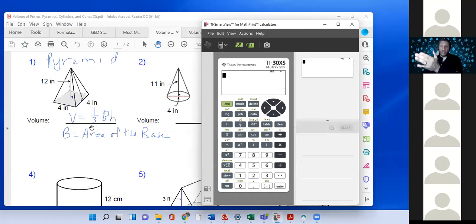If you look at this picture, what have they given us? The base and the height. They gave us the length and width of the base. Let me draw this here so we can see it nice and clear. The base of this shape is what shape? A square. How do you find the area of a square? 4 times 4, so length times width.